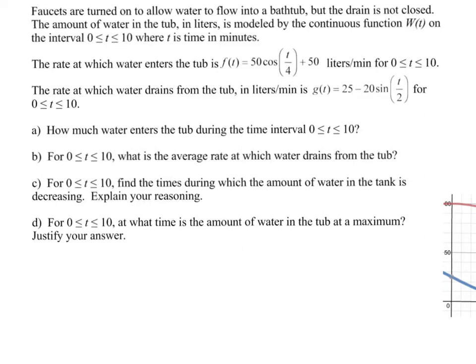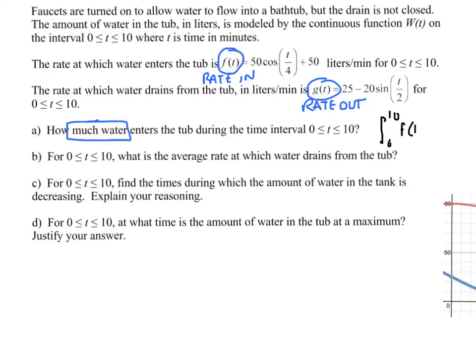How much water enters the tub? Well, this idea of how much, we have the rate. So this f of t is the rate in. g of t is the rate out. So to know how much goes in, we need to integrate. So we would integrate from 0 to 10 f of t dt.